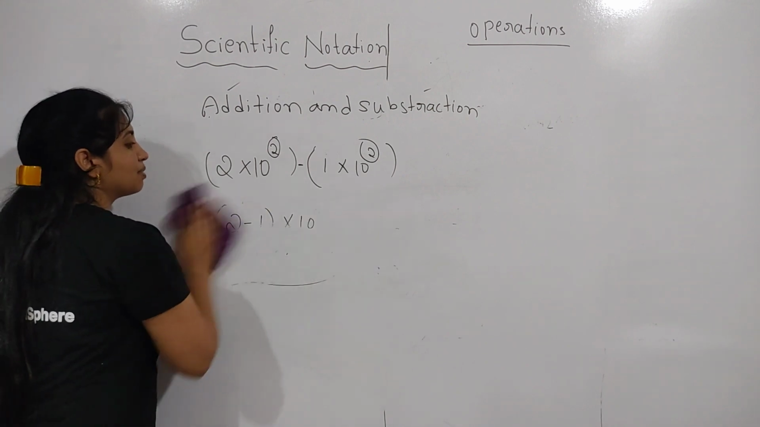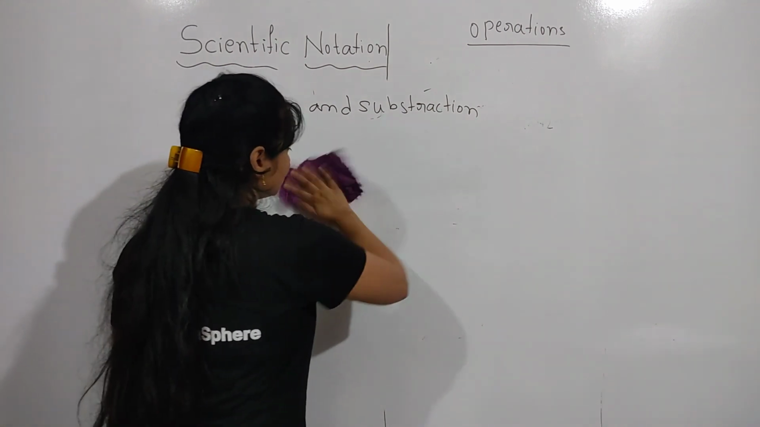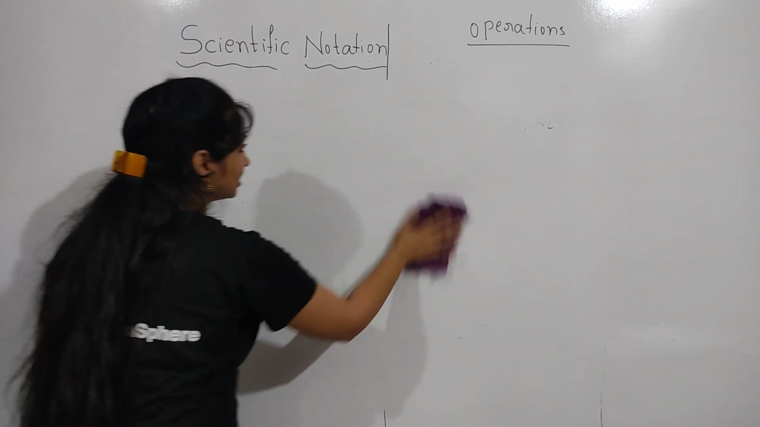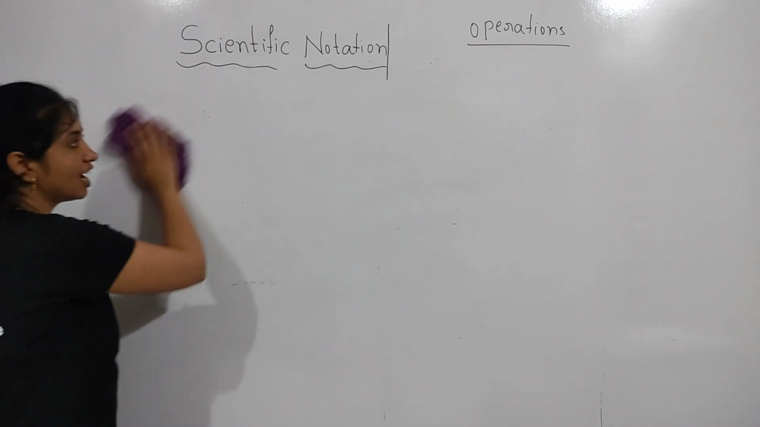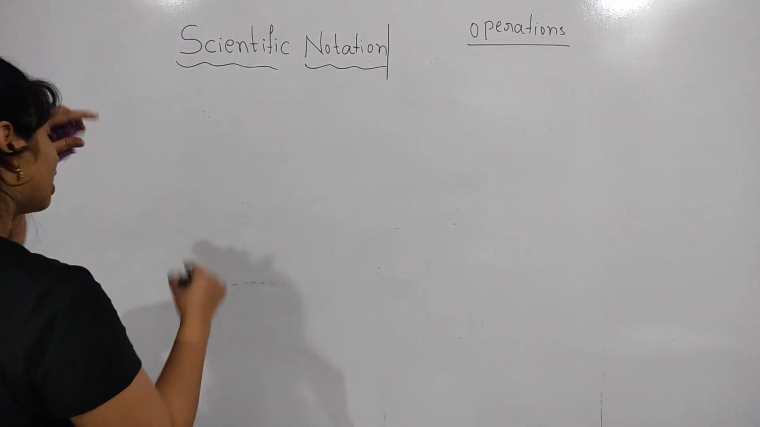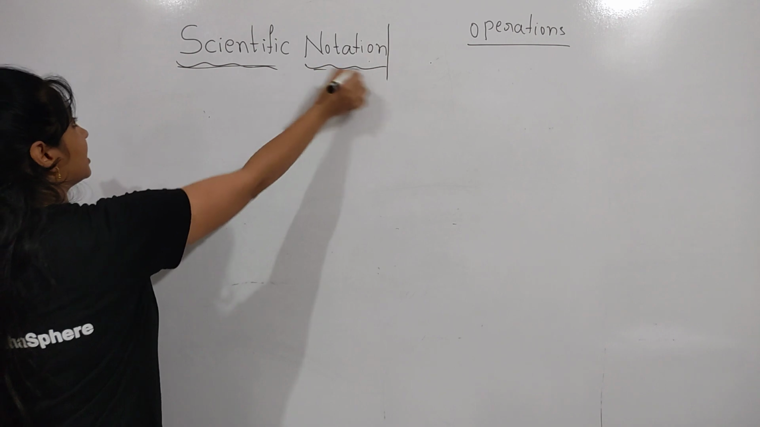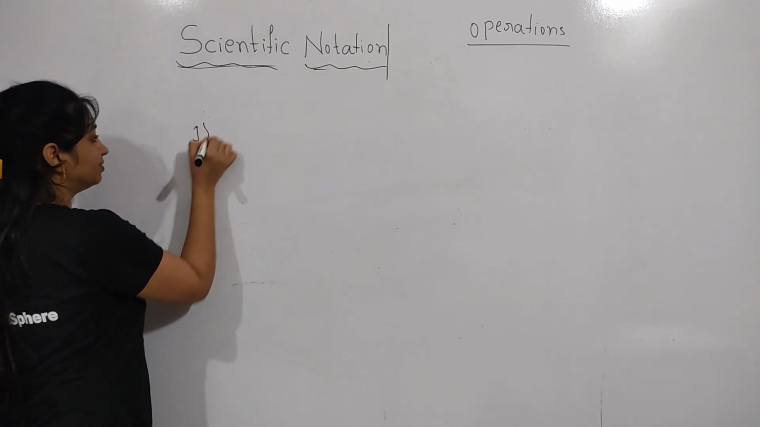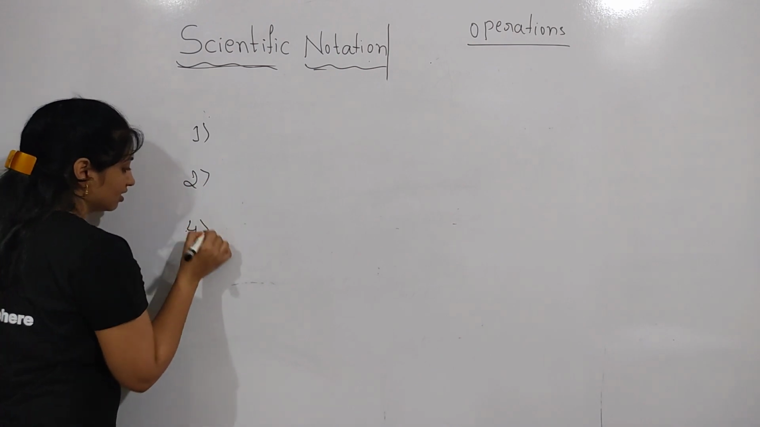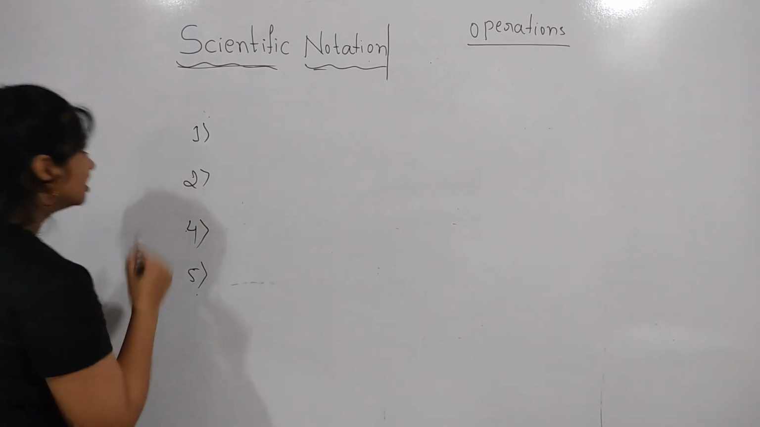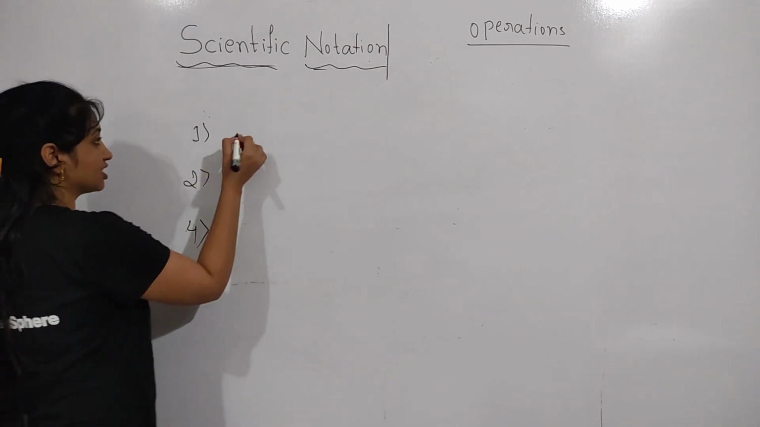So this is all about scientific notation. I hope you got clarity about the meaning of scientific notation and how to write numbers in the form of scientific notation. I will give you 4 numbers here. Just convert them into scientific notation.